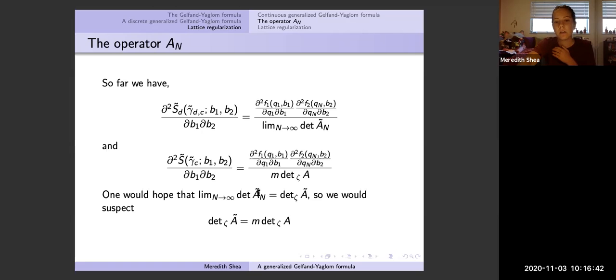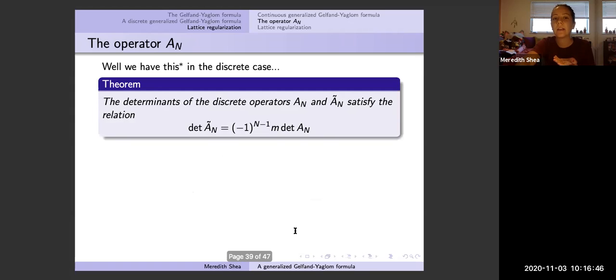So we wanted this formula. We didn't quite have it, but we actually had it in the discrete case, with an asterisk. The asterisk always means an alternating minus sign. So the determinants of the discrete operators A_n and A tilde_n satisfy the following relation: the determinant of A tilde_n is equal to an alternating sign, times m, times the determinant of A_n.